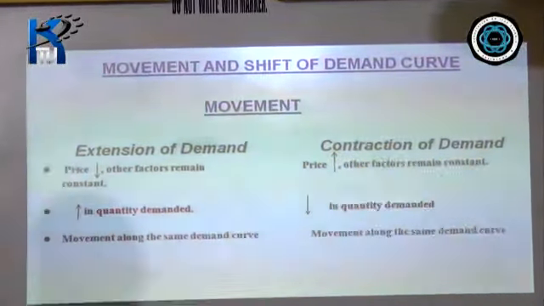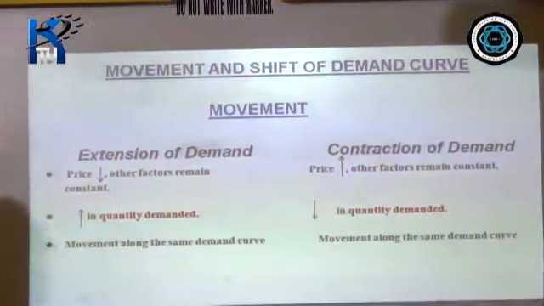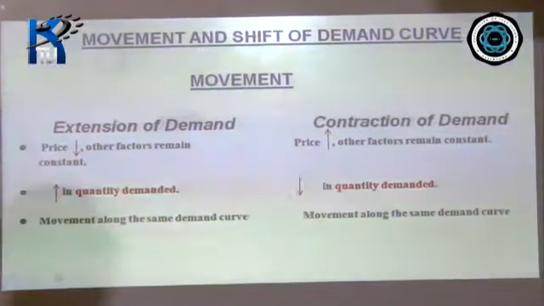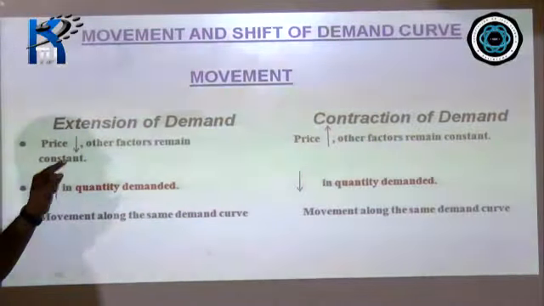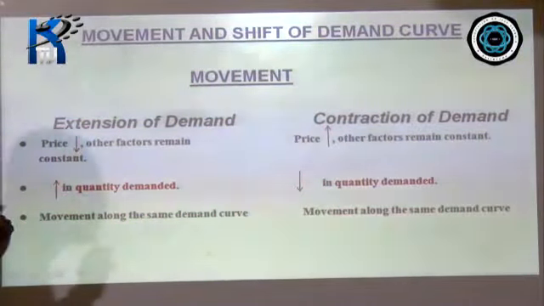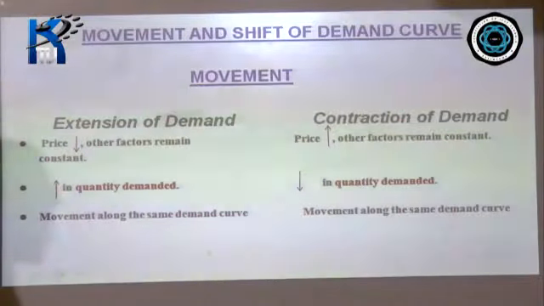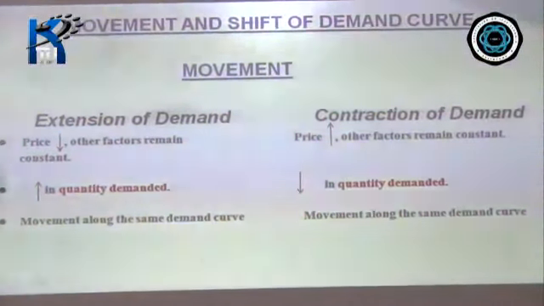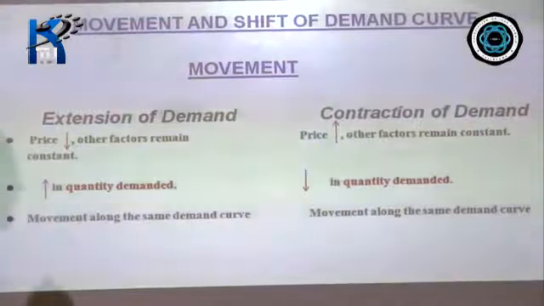So here is movement and shift of demand curve. I will be starting with movement. Now what happens in movement? In movement, you must understand that there is a change in the price, and all the other factors like income, price of related goods, consumer credit facilities, government policies, all these remain constant, ceteris paribus, other factors remaining constant. So there is a change in the price.